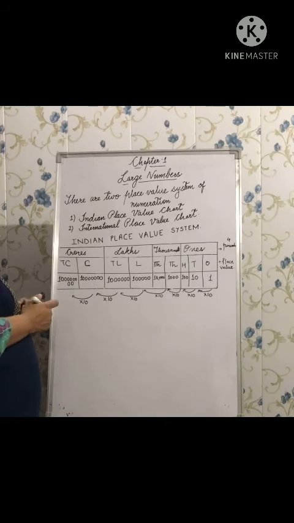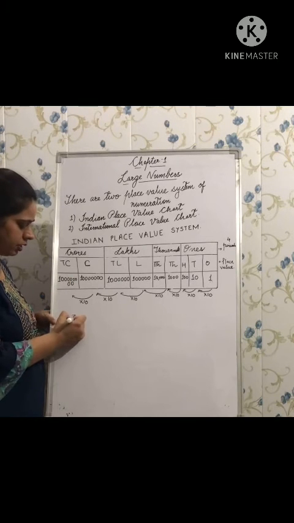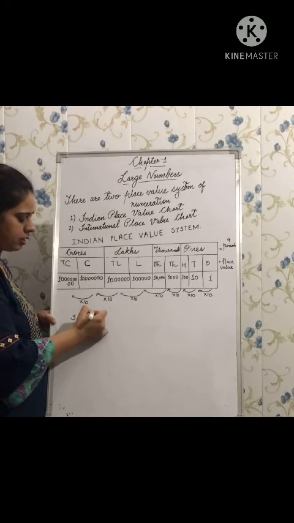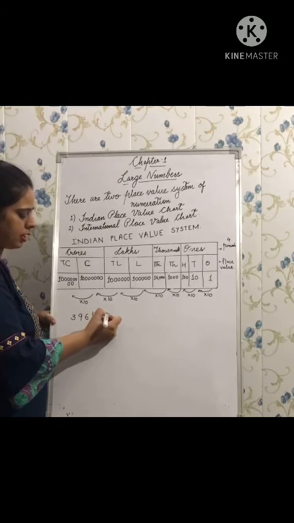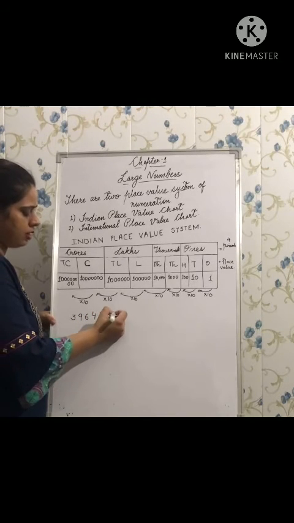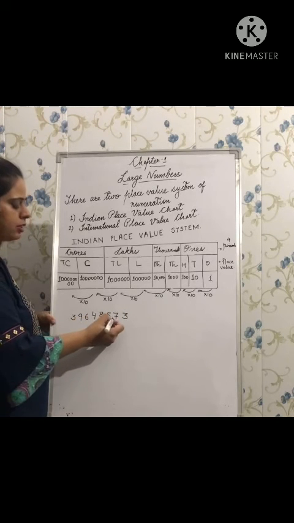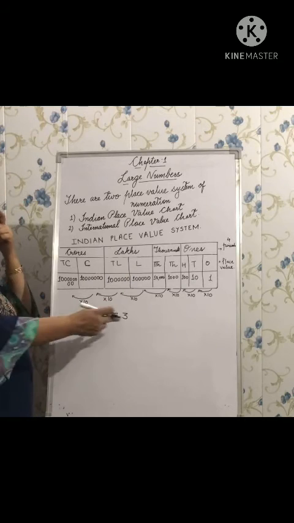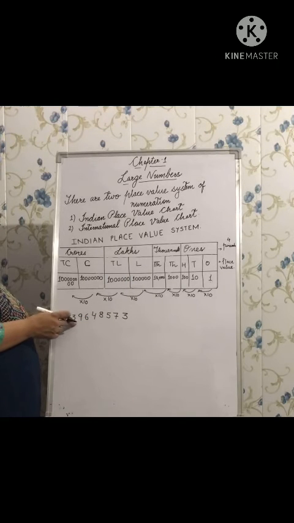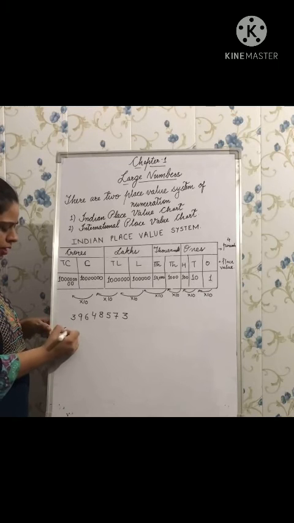Clear? Now let's see how you will place the number in this place value chart. Suppose the number given to you is 3, 9, 6, 4, 8, 5, 7, 3. Now this number is given to you. You have to put commas and write the number name of this.